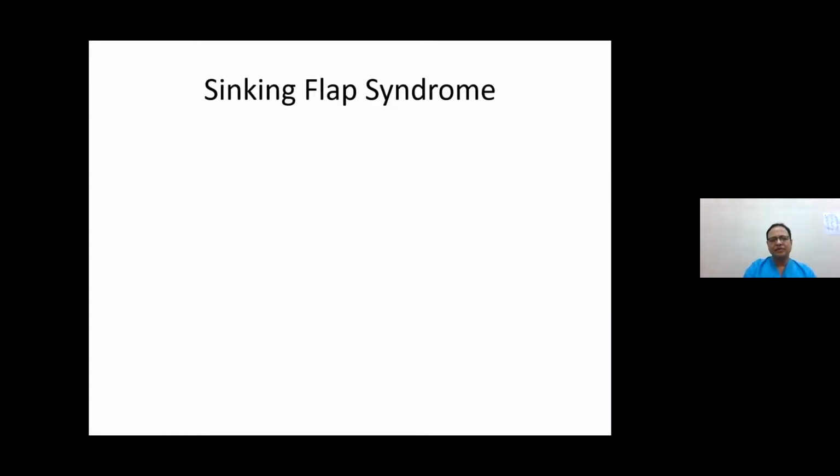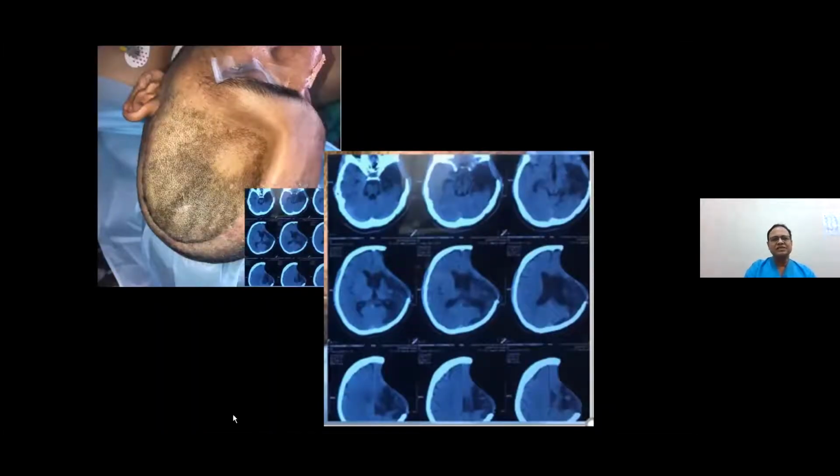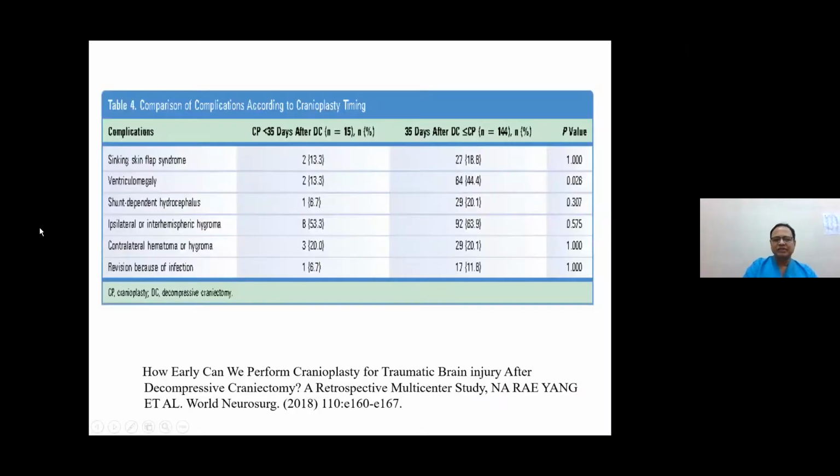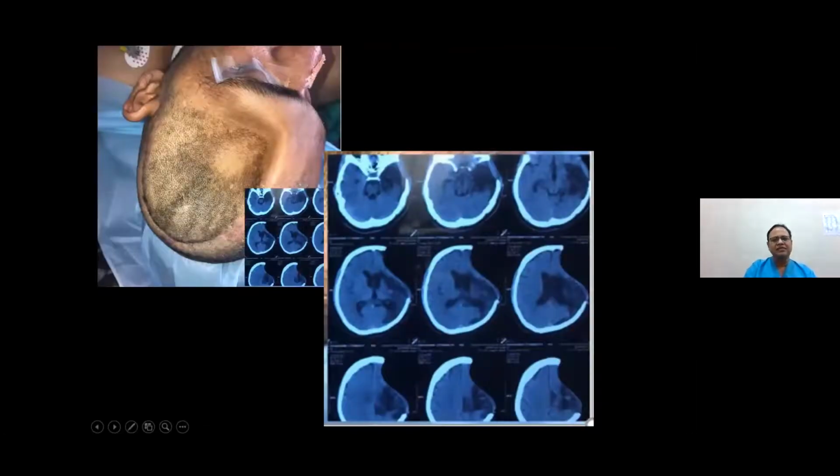The fifth common complication is sinking flap syndrome. This is an example of a patient where the patient was doing well, but 1 month later he comes with worsening of deficit and worsening of the weakness. So this is because of sinking flap syndrome. Because of the atmospheric pressure on the brain, they worsen in the deficit, and this atmospheric pressure can reduce the cerebral perfusion, and that causes deficit.